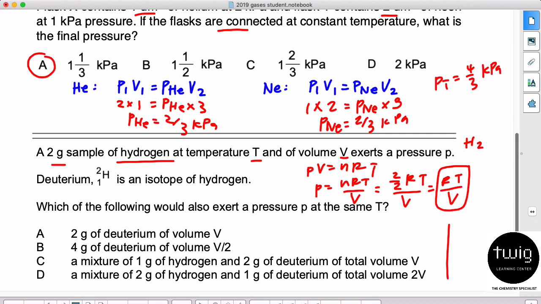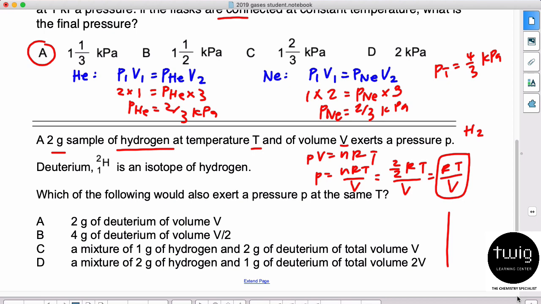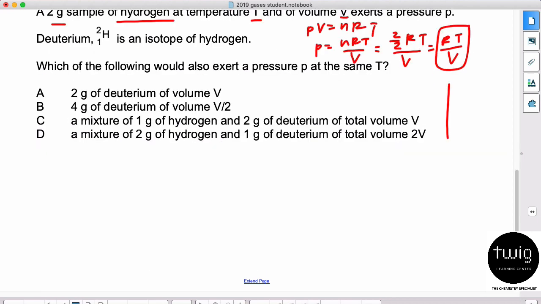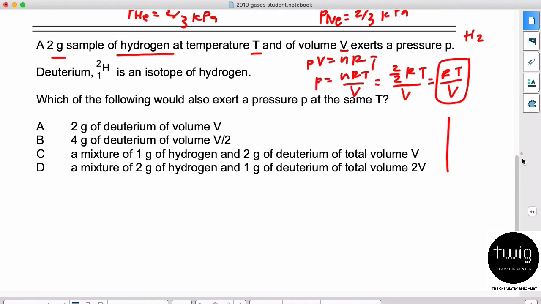I'm just going to do two examples, one right, one wrong. So if I do B, let's try P equals nRT over V first. What's the number of moles of deuterium? 4 grams of deuterium is 4 divided by what? What's the mass of deuterium?